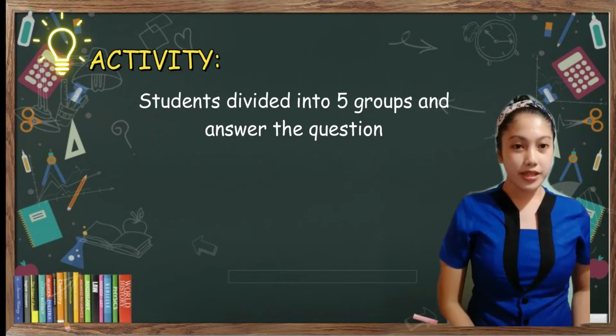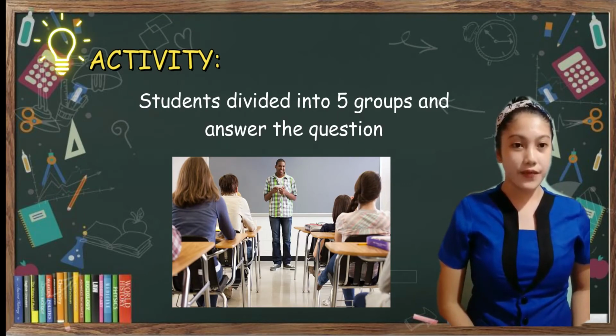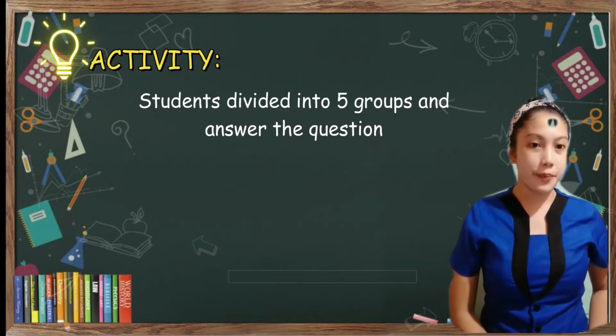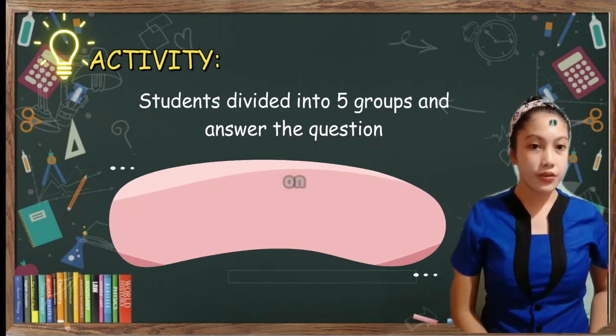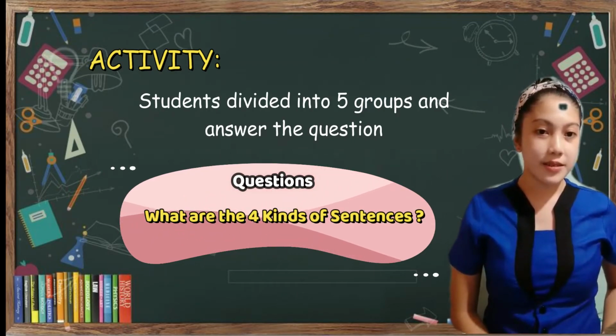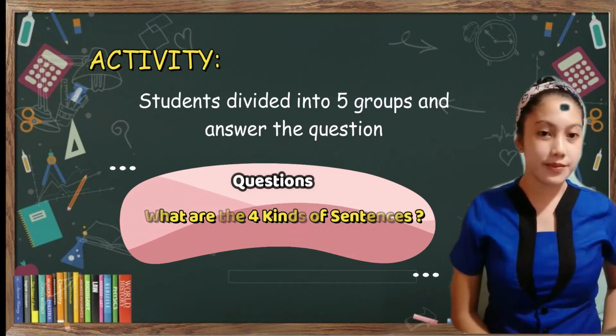But before we proceed, I will divide you into 5 groups. So please count 1 to 5, class. Choose your group leader, class, and write on a paper the 4 kinds of sentences. Okay, class, please pass your paper.